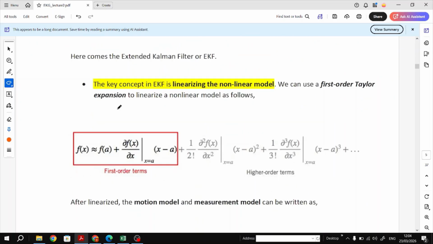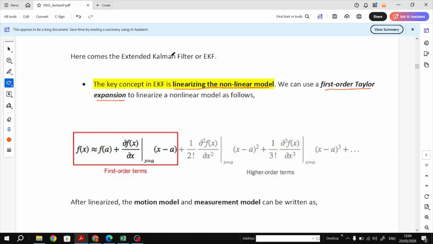For that, first we need the concept of the linearization of a nonlinear model. This is a mathematical tool, the first order Taylor series expression, to linearize a nonlinear function. So we can make use of this nice mathematical tool to extend our linear Kalman filter equations to nonlinear systems.